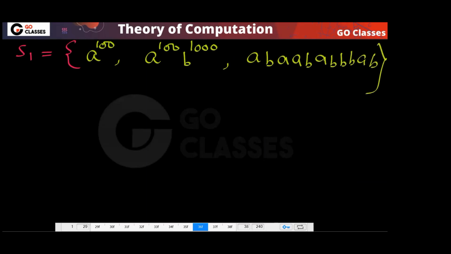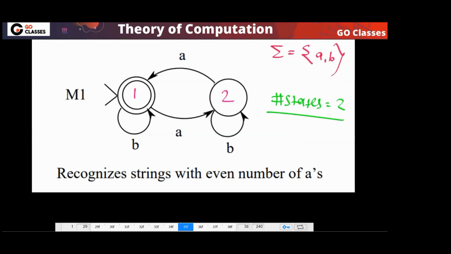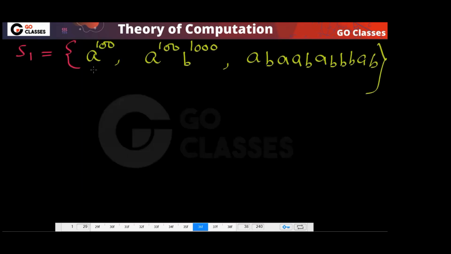Now you tell me, can I guarantee without looking at the DFA? Don't look at the DFA. Our DFA has 2 states. Can you guarantee that at least 2 strings will go to the same state? The DFA will go to the same state on at least 2 strings. Now you tell me which 2 strings?